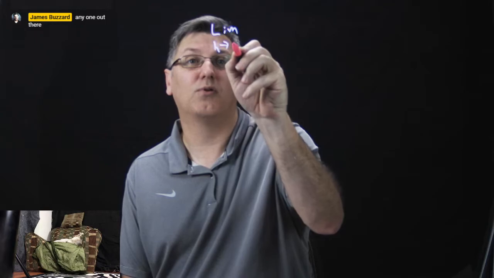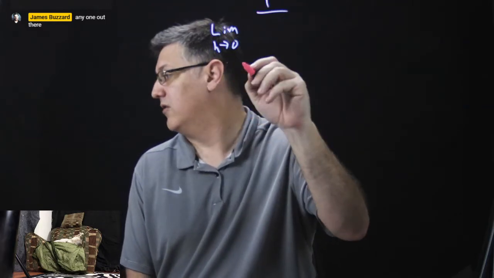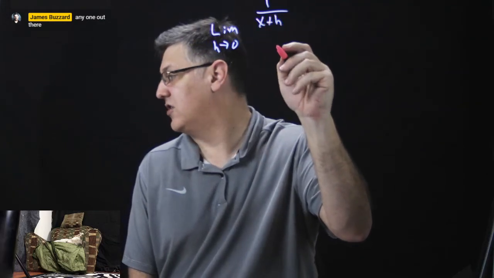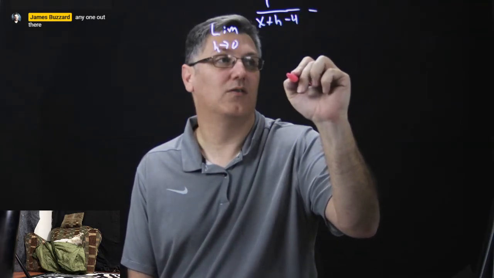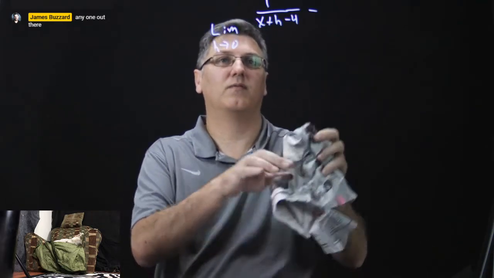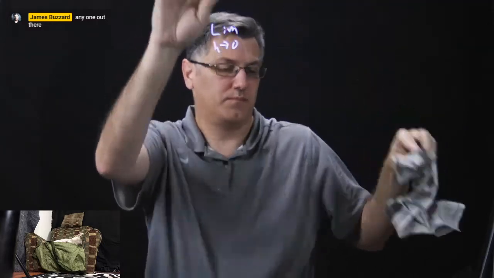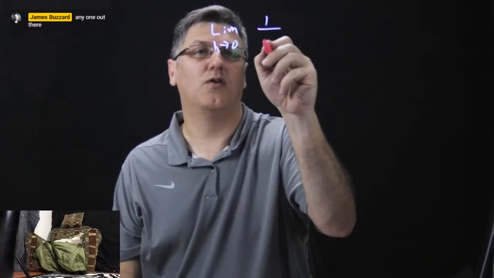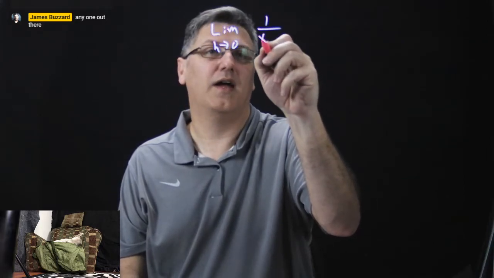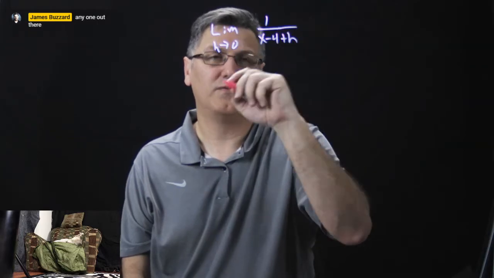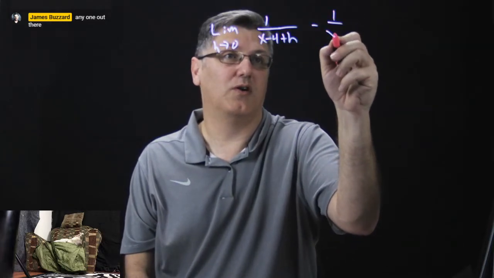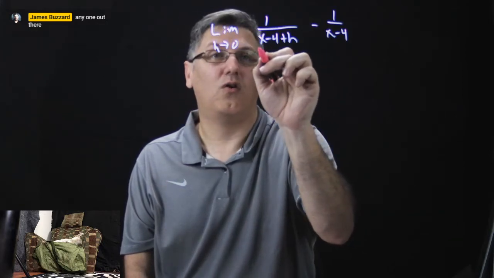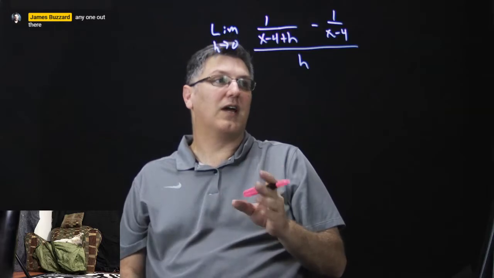So I'm going to write it like a calculus problem here, and it's going to say the limit as h approaches 0 of 1 over x plus h minus 4, that is, 1 over x minus 4 plus h, it doesn't matter the way I wrote it, minus 1 over x minus 4, all over h. Okay, so the calculus part of this is actually pretty easy.